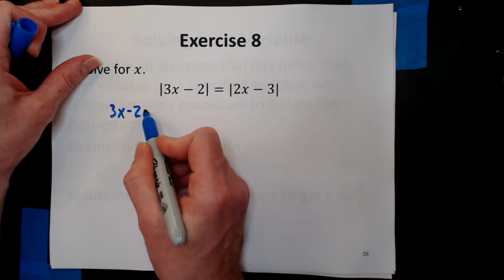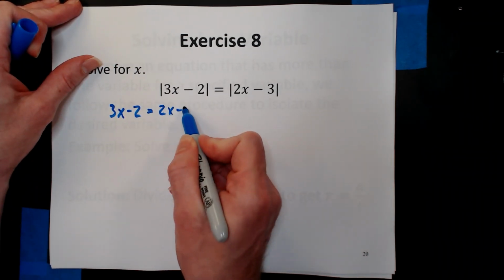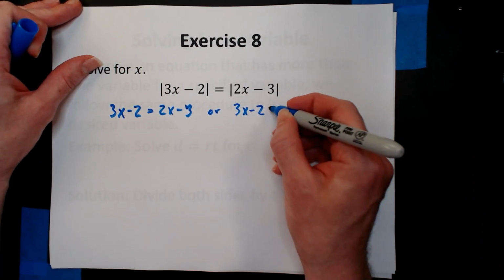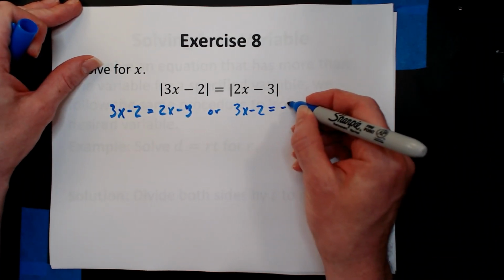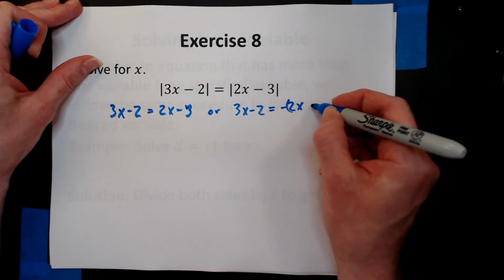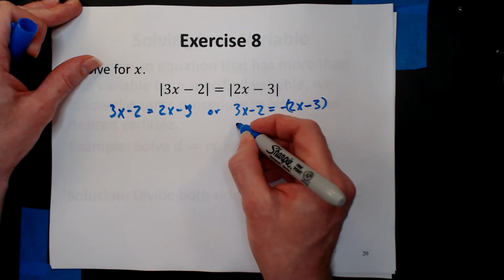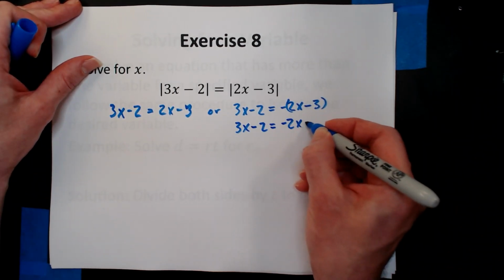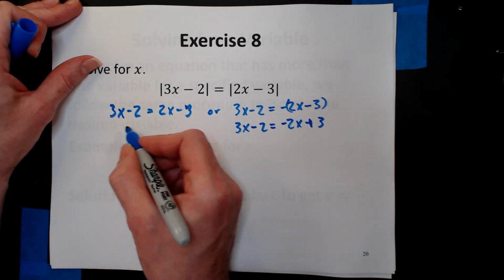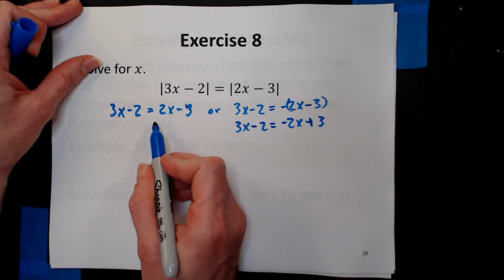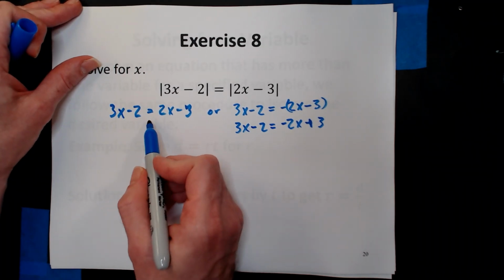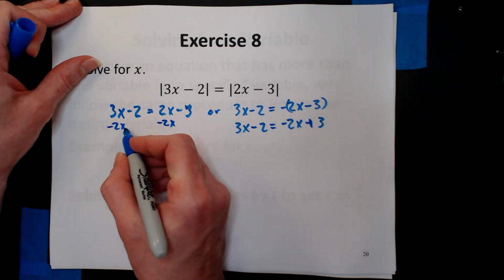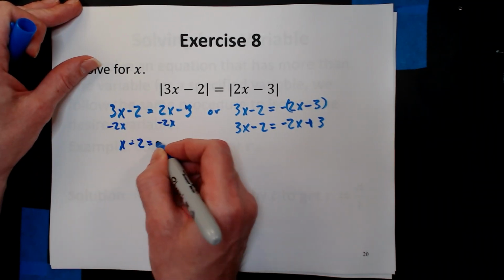Since it's in standard form, we're going to get set equal to the positive version of this, or 3x minus 2 set equal to the negative version of this, which is negative 2x. And if you want to leave the negative on the outside so you don't forget to distribute, that's fine. So we get 3x minus 2 equals negative 2x plus 3. And so working with this one first over here, what we're going to do is subtract 2x from both sides. So we're going to get x minus 2 equals negative 3.